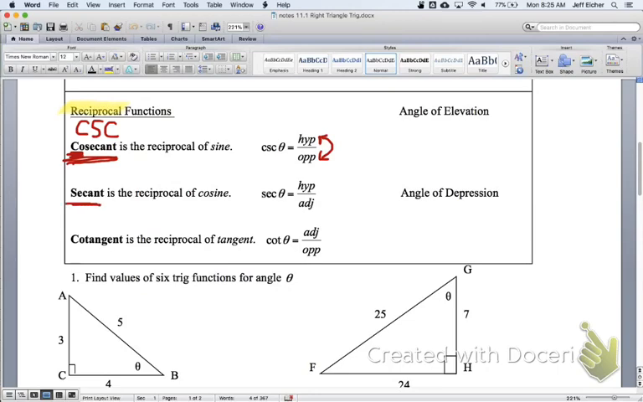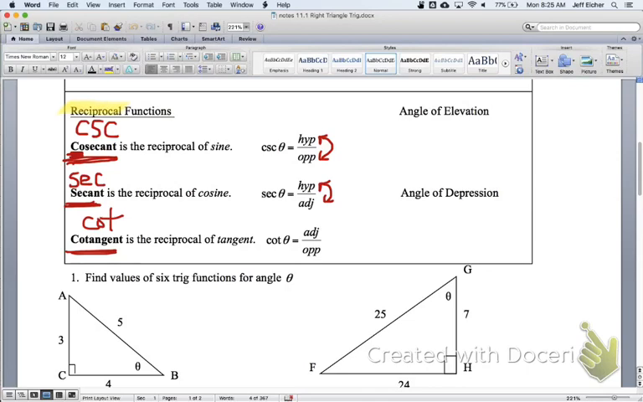Secant is abbreviated SEC, and that's the reciprocal of cosine. As you can see here, cosine is adjacent over hypotenuse, and you just do the reciprocal of that, and you get secant theta. And then cotangent is abbreviated COT. Cotangent is the reciprocal of tangent. So these are the reciprocal functions.